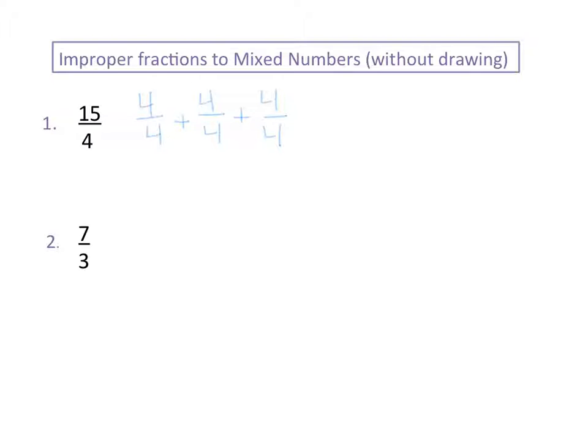Do we have enough to make one more whole? We don't. That would need 16 shaded parts. Our numerator says we only have 15. So we can only add 3 more fourths to get from 12 to 15. Our mixed number will be 3 wholes and 3 fourths.